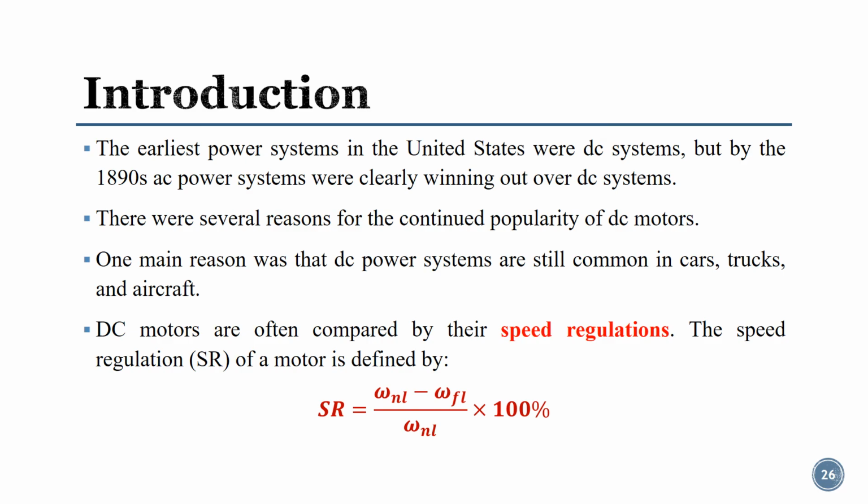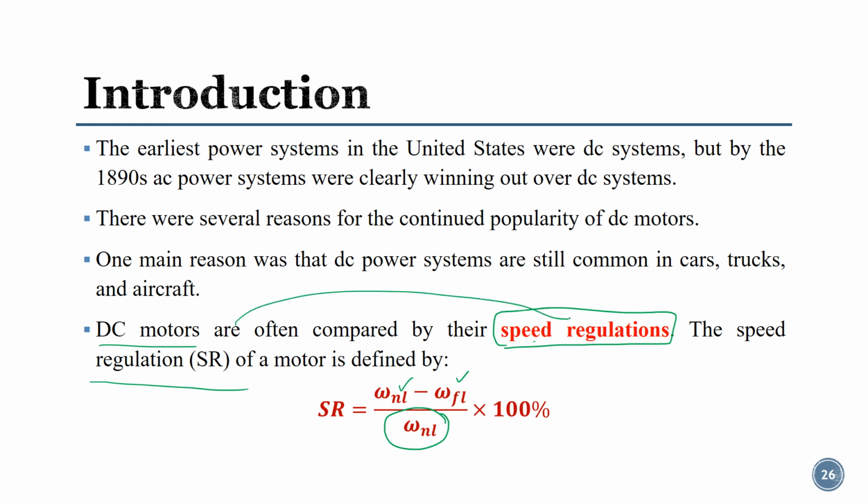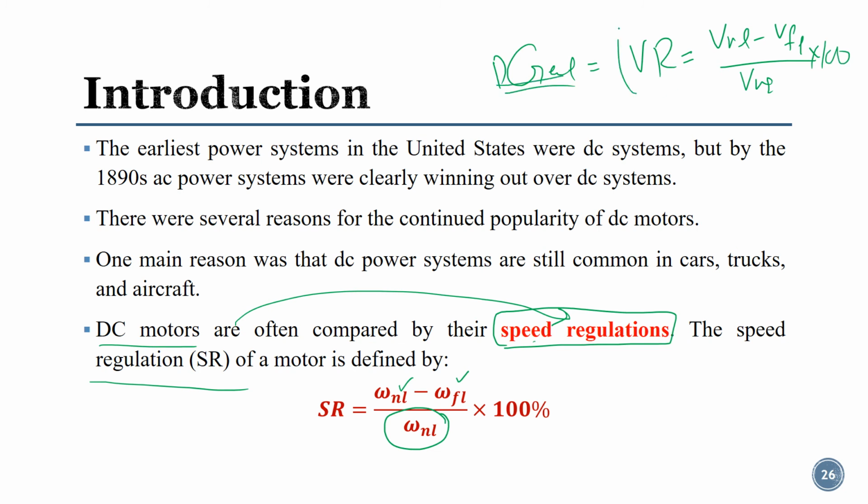Most DC motors we compare by their speed regulation, and you know what the speed regulation is: the difference of the no load speed and the full load speed, divided by the no load speed. That is called speed regulation. Most DC motors we categorize using the speed regulation, and DC generators, if you remember, we categorize using the voltage regulation: no load voltage, full load voltage, and the no load voltage. So this is just the summary parameter for the characterization of the two machines. Generators we categorize using the voltage regulation, and motors using the speed regulation.